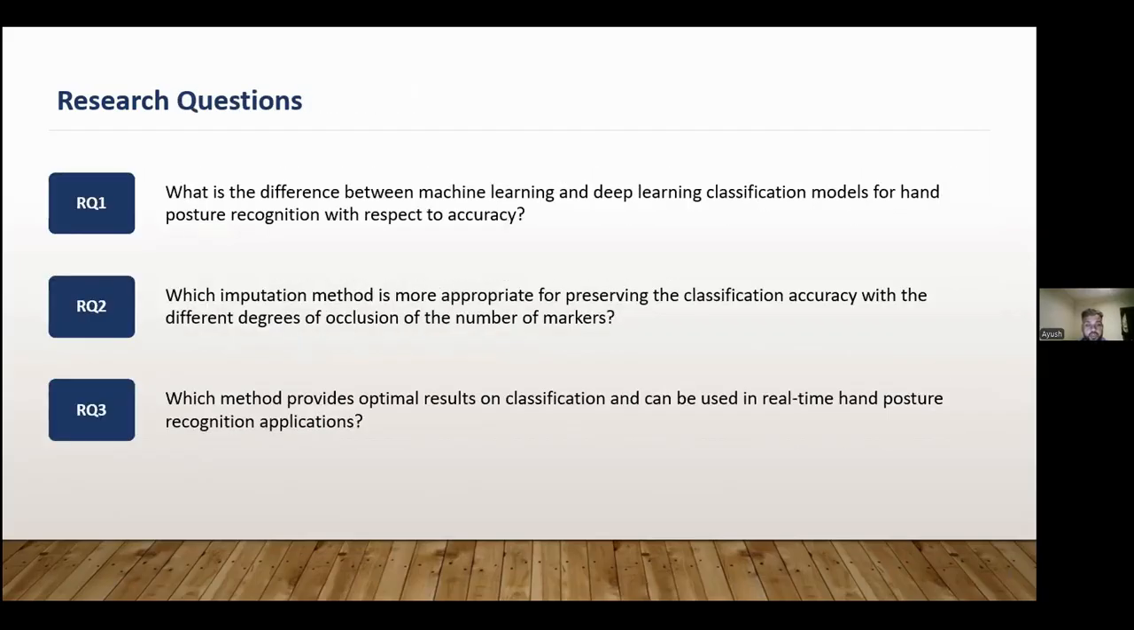So these are the research questions. We have three main research questions that guide this research. How do machine learning and deep learning models compare? Which method for filling missing data works best? And which combination is best for real world use?